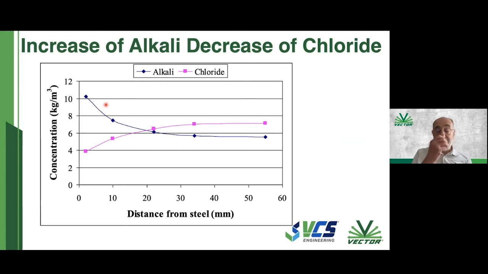This is experimental data that I had way back in the 90s, where this is passing quite a high level of current just to exaggerate the effect really and be able to present it graphically. I think it's about 100 or so milliamps per meter squared. You can see very clearly that the alkali content increases a lot near the steel, and the chloride content decreases considerably. So you have a net effect of high alkali, low chloride.